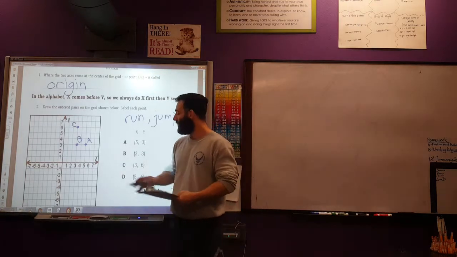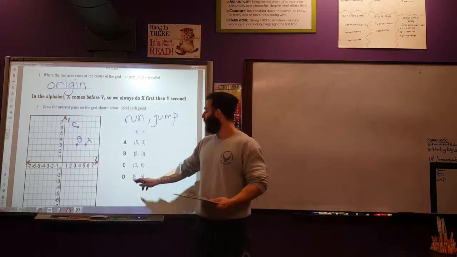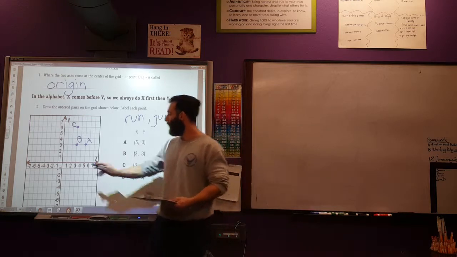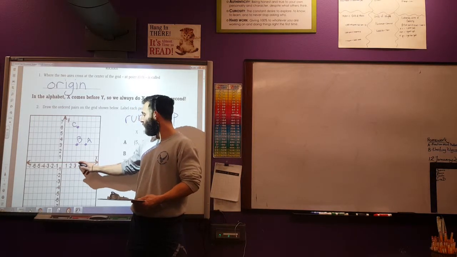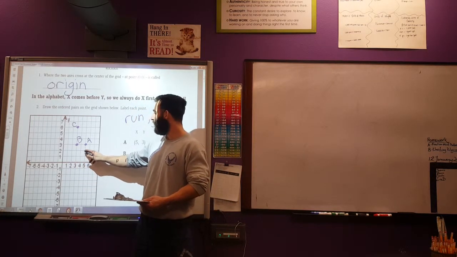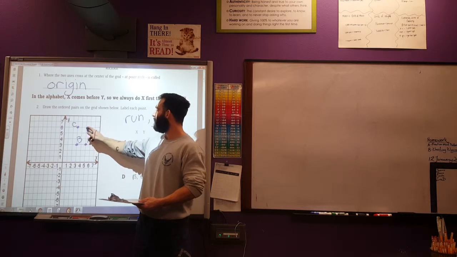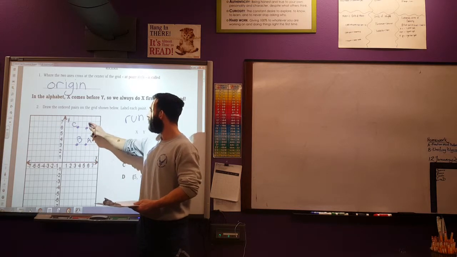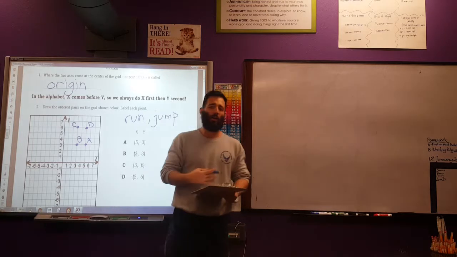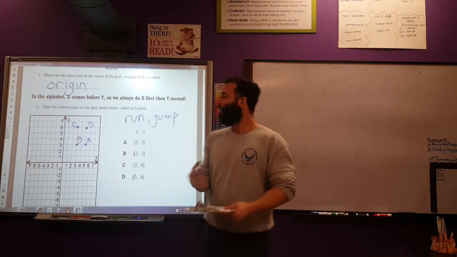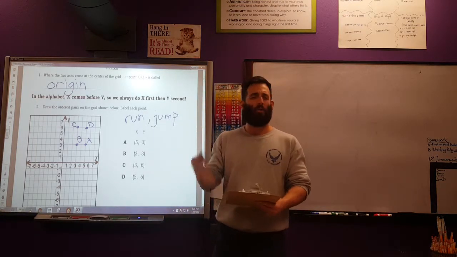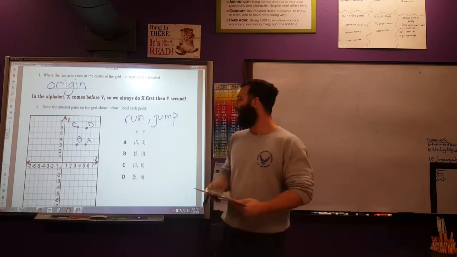Now my final point is point D. I'm going to run 5 and jump 6. So I'm going to run 1, 2, 3, 4, 5 and jump up 1, 2, 3, 4, 5, 6. Now if at any point during this video you think I'm going too fast, feel free to pause it, rewind it so you can rehear what I just said.